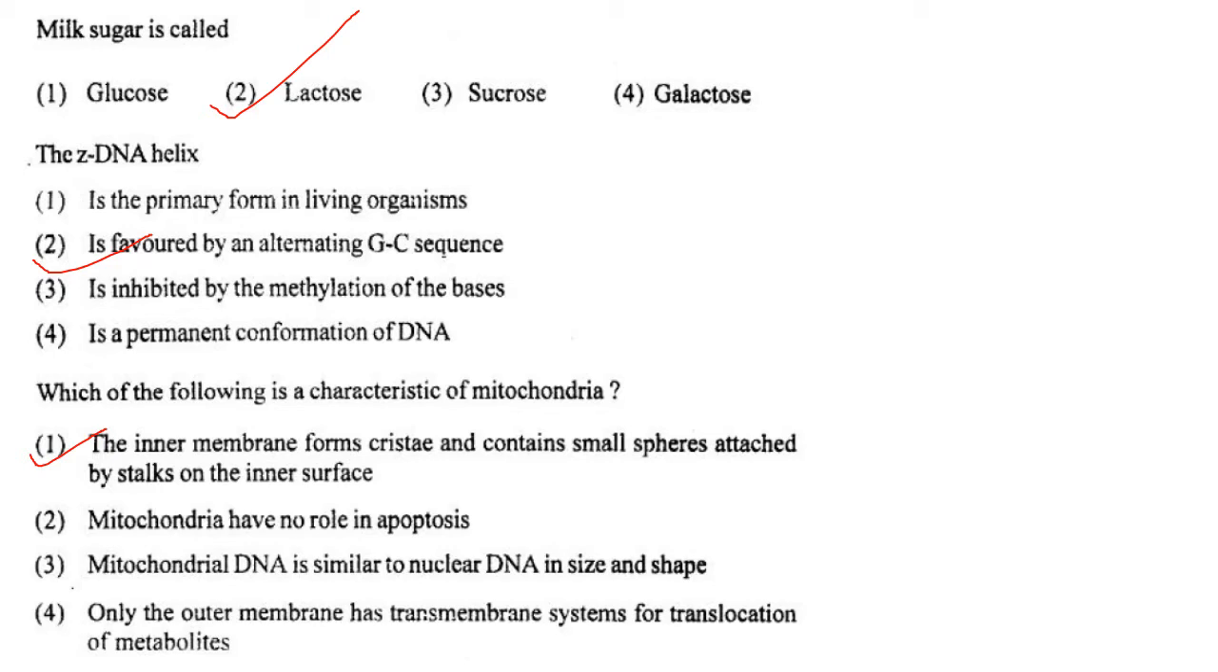First one, milk sugar is called option 1 glucose, 2 lactose, 3 sucrose, 4 galactose. Answer is option 2 lactose.